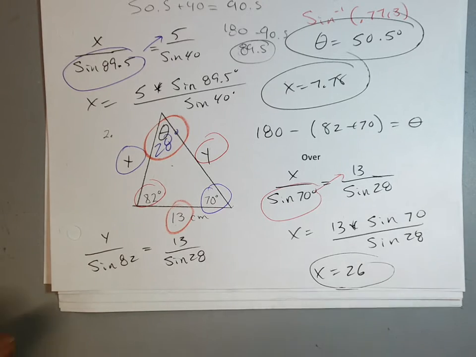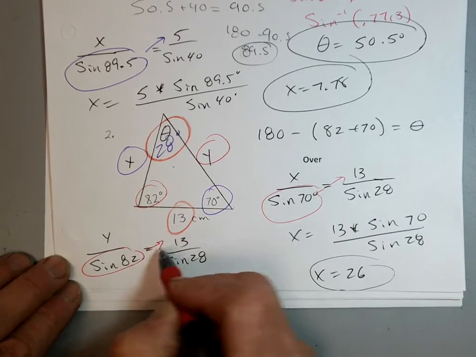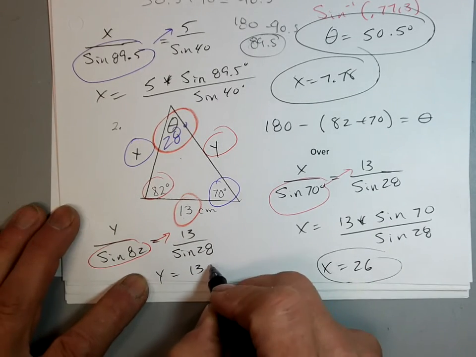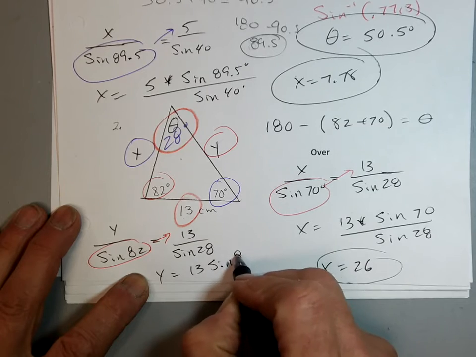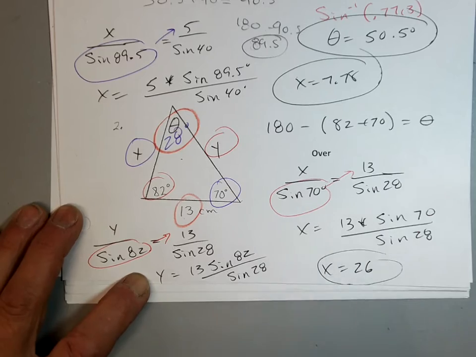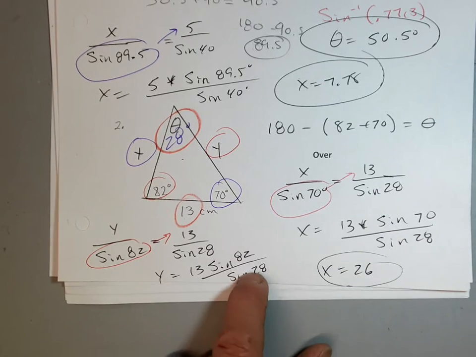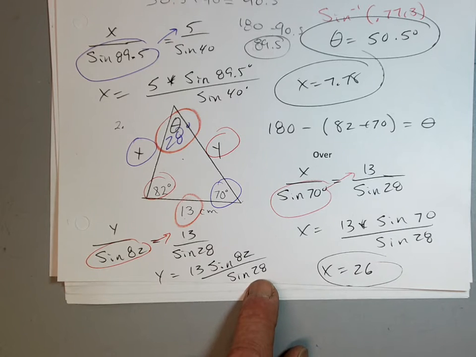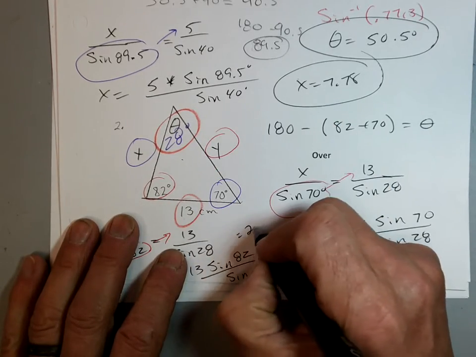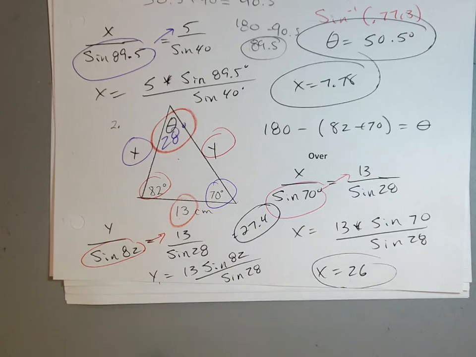Same thing, multiply up the sine of 82, right? Multiply that up so that y is equal to 13 sine of 82 divided by sine of 28. And I'm just going to use my calculator. 13 sine 82, close the parentheses, divided by sine of 28, and I get an answer of about 27.4, okay? What do you think? Thumbs up? Okay, you ready to turn the page?